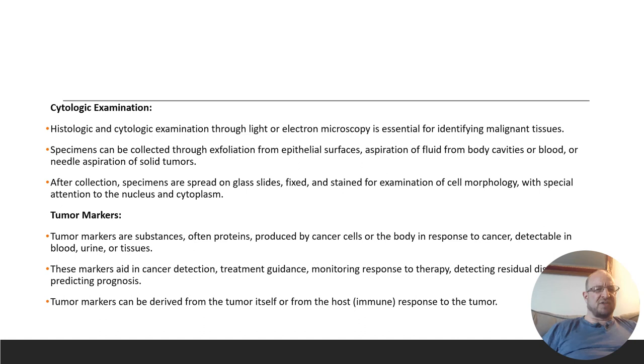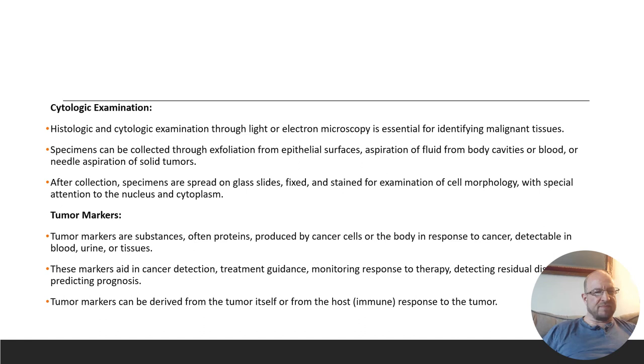Some cytologic exams, and this was covered a little bit. Using a microscope to identify malignant tissues. Specimens can be collected through a few different options: exfoliating epithelial surfaces, aspiration of fluid from body cavities or blood, or needle aspiration from a solid tumor. These are usually spread on a glass slide, fixed and stained for examination of cell morphology.